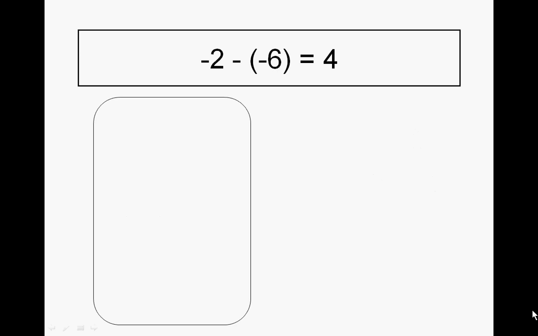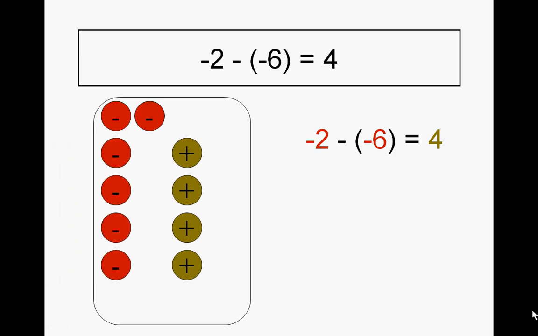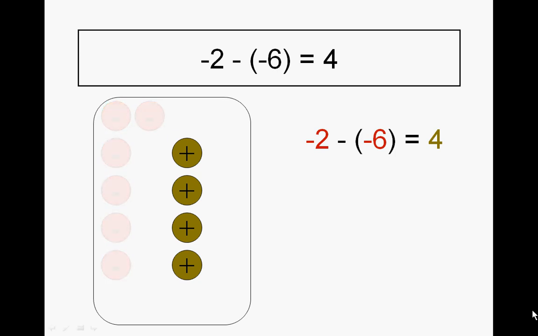Alright, this is the one that confuses most people because they think that the answer should be a negative 4. But let's see how it proves to be a positive 4 instead. If we have a negative 2 and we want to take away a negative 6, again, we don't have enough negatives to do that, so we have to add some 0 pairs, 4 to be exact. So here are 4 sets of 0 pairs. Now we have enough negative counters to take 6 away, and we're left with a positive 4.